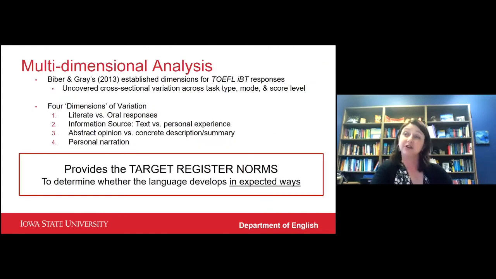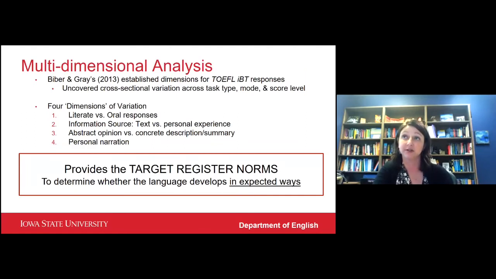Now, for this, we are using an existing multidimensional analysis. So we saw that the corpus in this longitudinal study is quite small, and so it wouldn't be appropriate to carry out a new MD analysis. So instead, we use the established dimensions from Biber and Gray 2013.